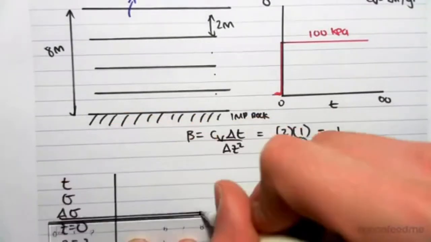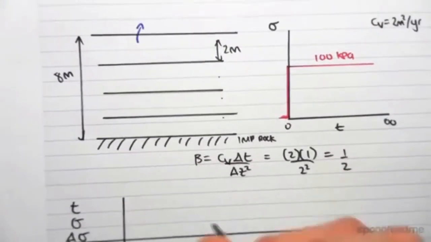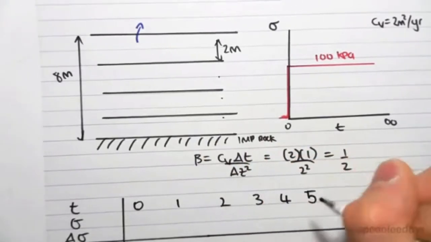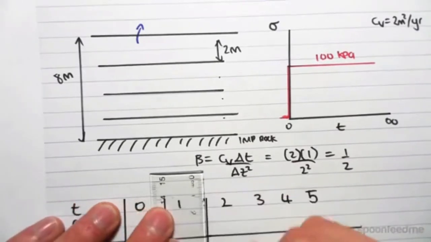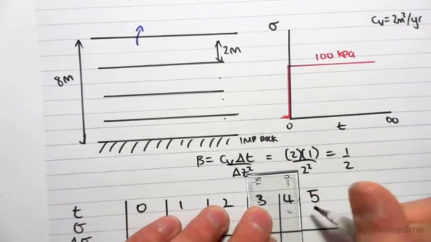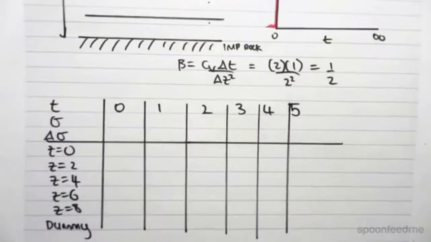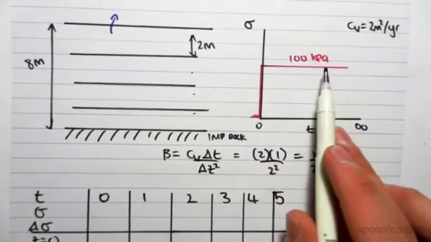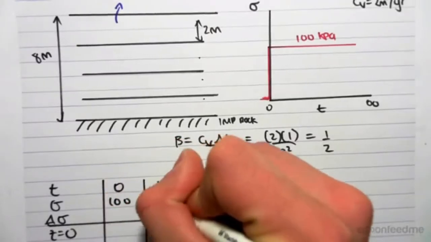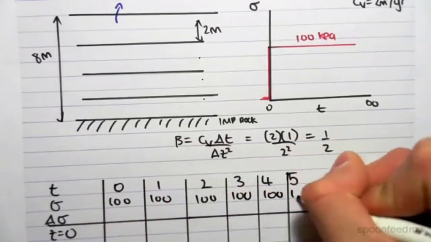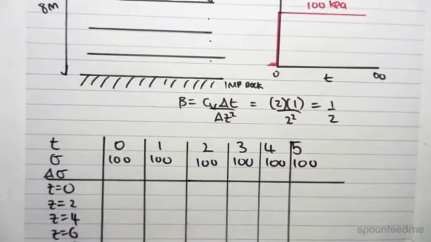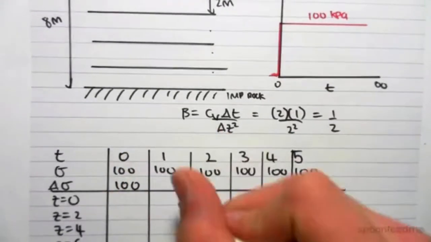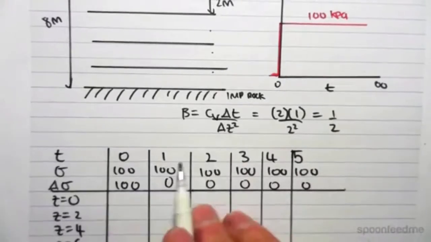So we're going to come and rule this off. So let's look at time equals 0, 1, 2, 3, 4, and 5 years. Okay, so here are our columns. Now, we will come and fill in the stress at any point. So the stress at any time, it's all 100 kPa. There's no change in stress anywhere. So the stress everywhere is 100 kPa. The change in stress, so at year 0, we had a sudden increase from 0 stress to 100. So there's been a change of 100 kPa.